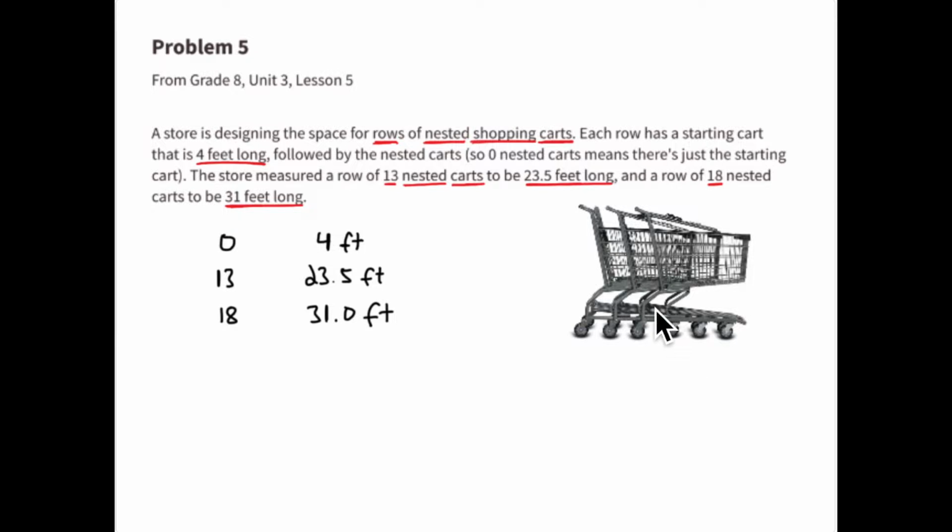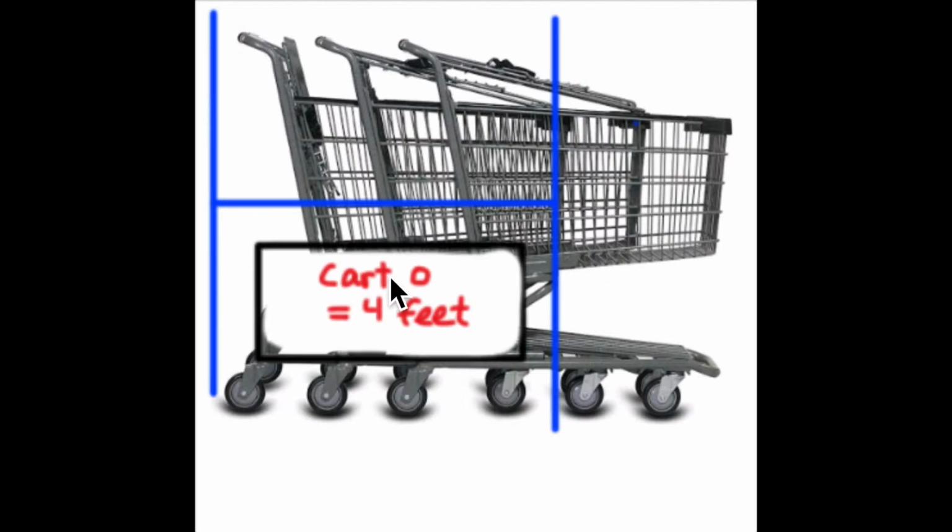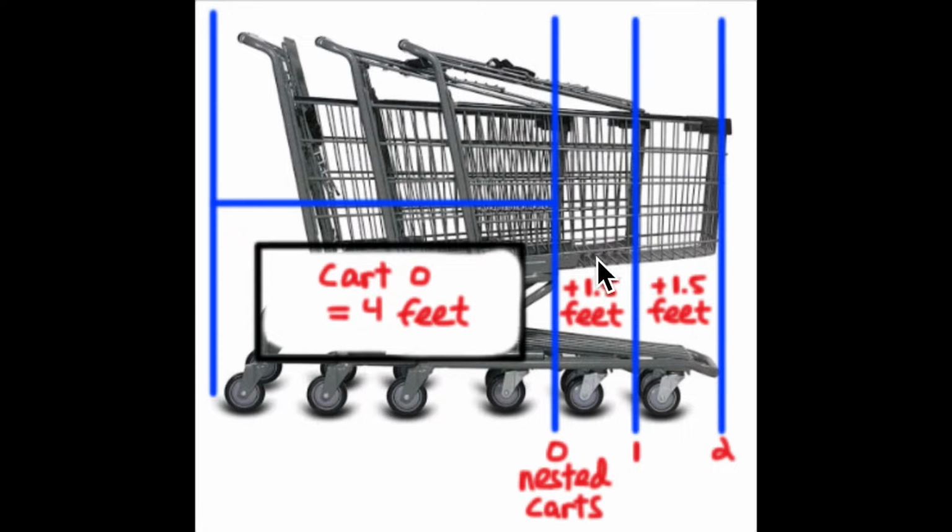These are nested carts. So this first cart is 4 feet long, and that is with 0 nested carts. And each cart after that adds, and you're going to see this calculation in a moment, 1.5 feet. So 0 nested carts gets you out 4 feet from this wall here. Here's the wall, and this first cart goes out to this point right here. That's 4 feet. And then each nested cart that's added after that adds 1.5 feet. So this is 1.5 feet more. This is 1 nested cart. 1.5 feet more. This is 2 nested carts.